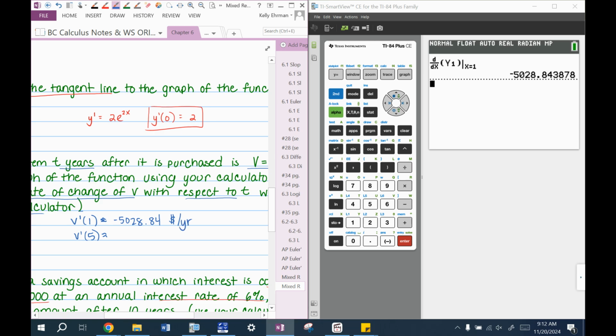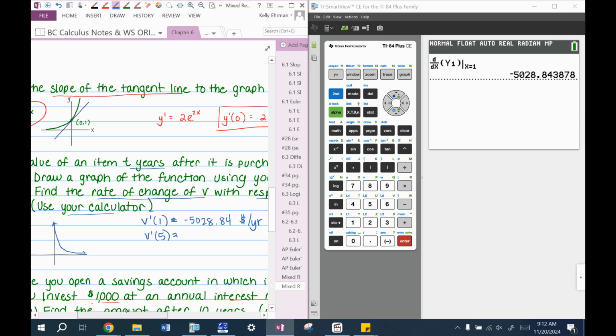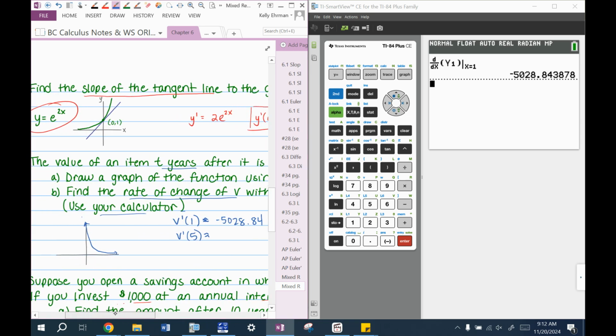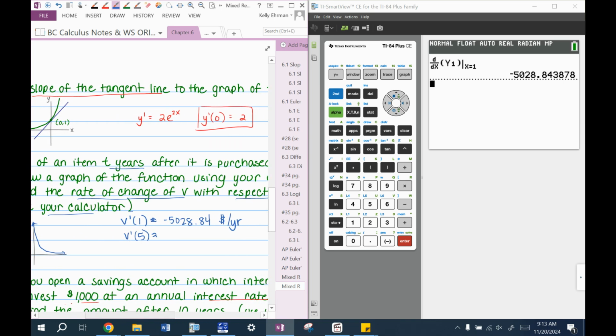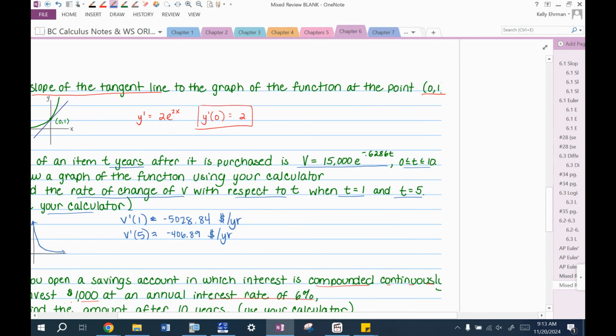So at the first year, that makes sense. The value of something drops the fastest early on. So during that first year, it's dropping pretty fast. And then all I have to do is go up here and grab this again and change the 1 to a 5. And still the value is decreasing, but at a slower rate. So negative $406.89 per year. I'm only rounding to 2 places because it's money, so I'm rounding to the nearest cent.